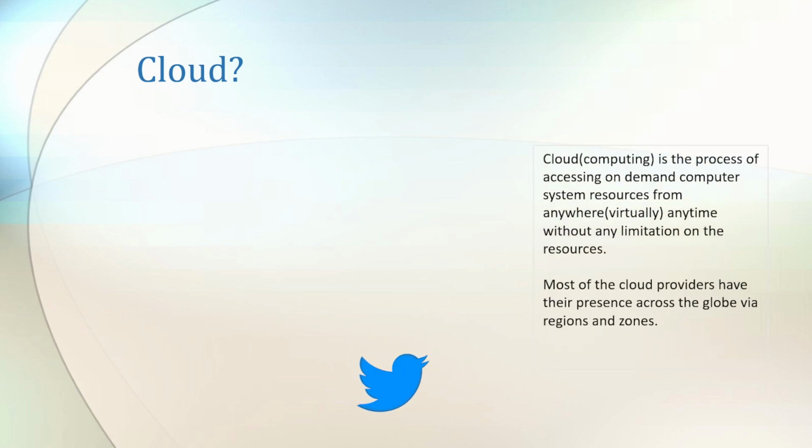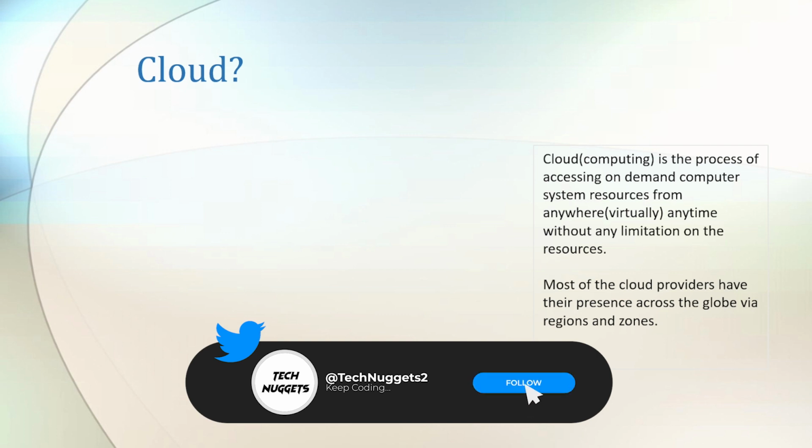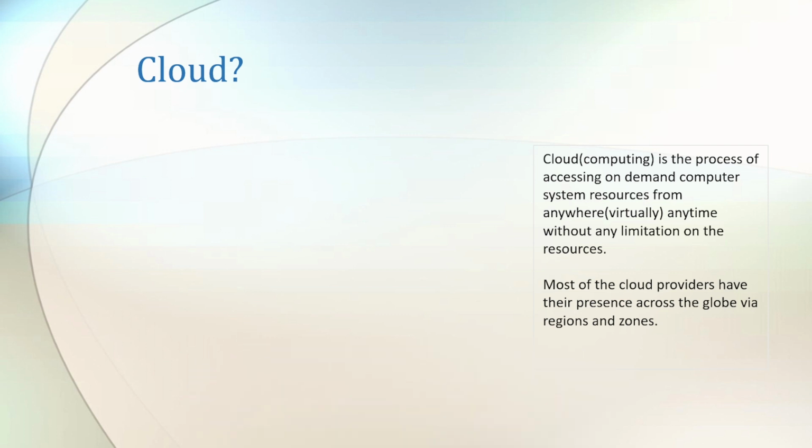Now let's see the other definition. Cloud computing, or the cloud, is a process of accessing on-demand computer system resources from anywhere, virtually anytime, without any limitation on the resources. For example, if you have a data center, your capacity is the limitation. On the internet, there is no such limitation, because you have access to unlimited capacity of computing or any other resource.